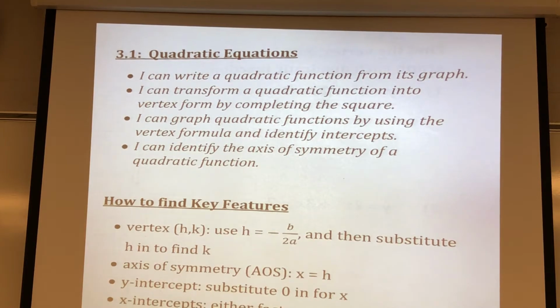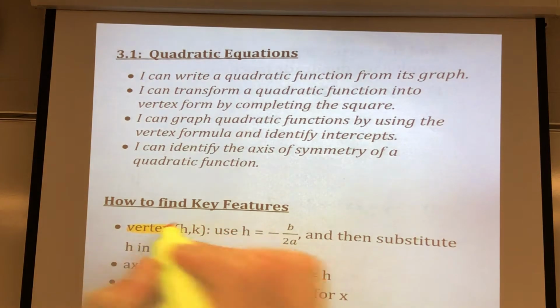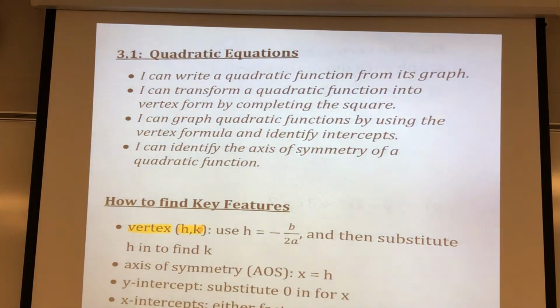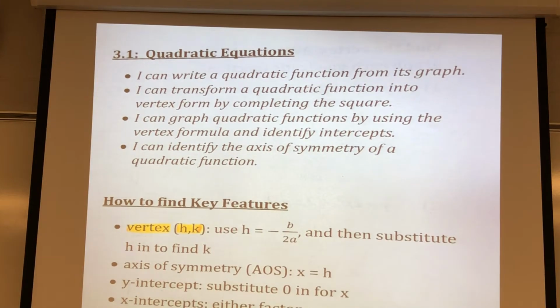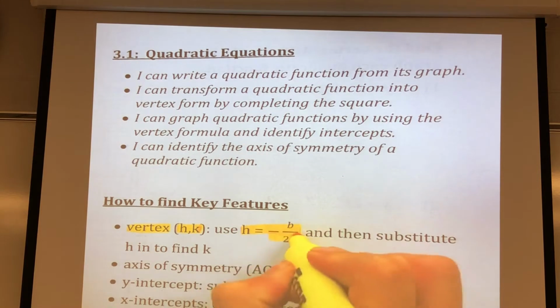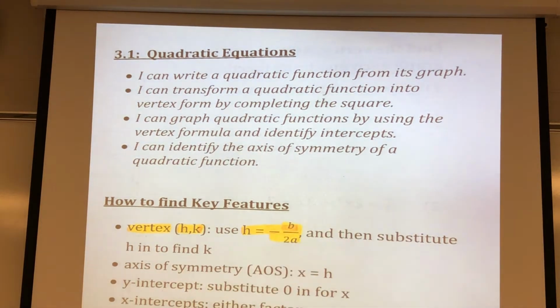First of all, every quadratic has a vertex, and for that vertex we use the variables h, k. We find h by doing the opposite of b over 2a. When we're working with a quadratic, we'll go over the a and the b if you don't remember where those values come from. And then after we find h, we substitute it back in to find k.